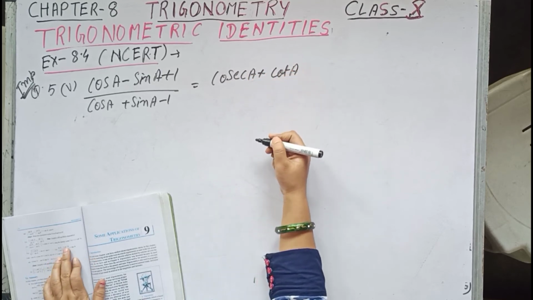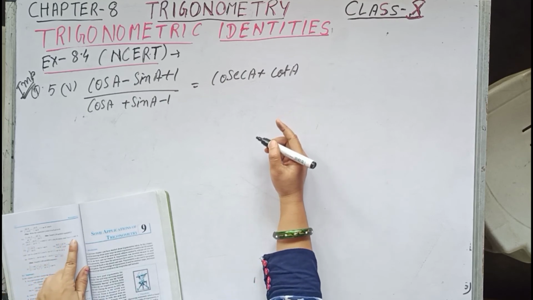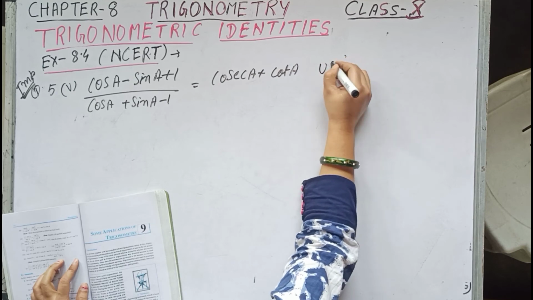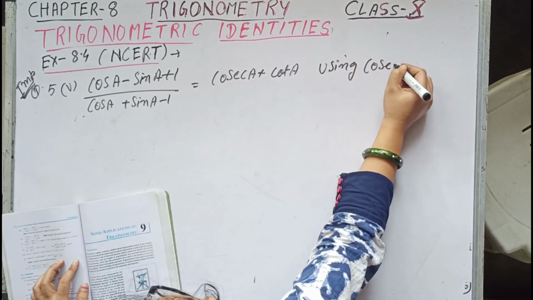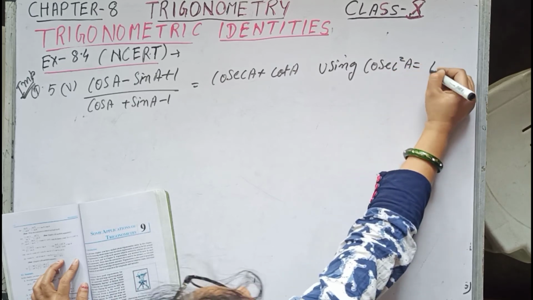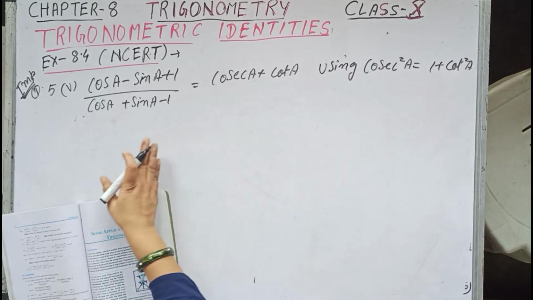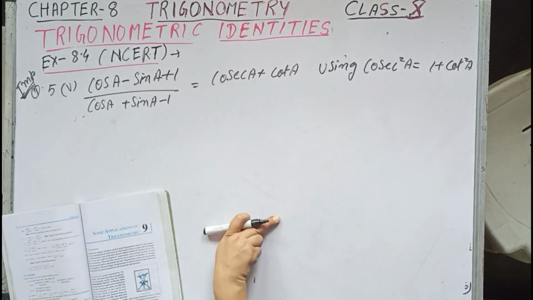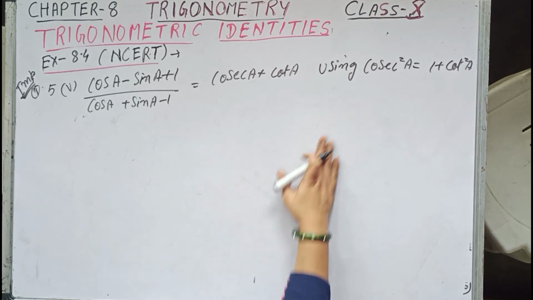Now the hint is also given. Not a hint, the question is only saying that using the identity cosec square a equals 1 plus cot square a. It means we don't have to use any other identity, but this we necessarily have to use. If it is given in the question, somewhere we have to use it.